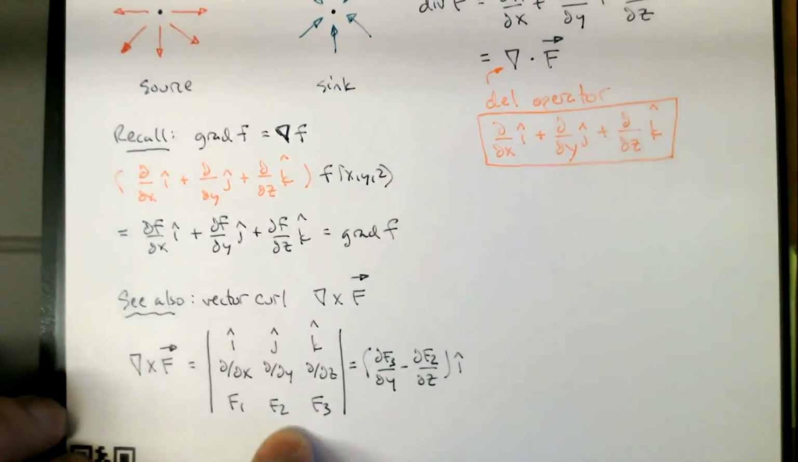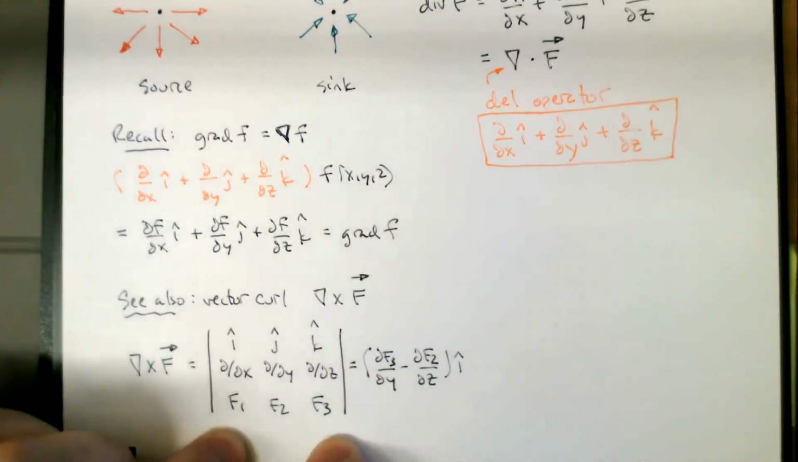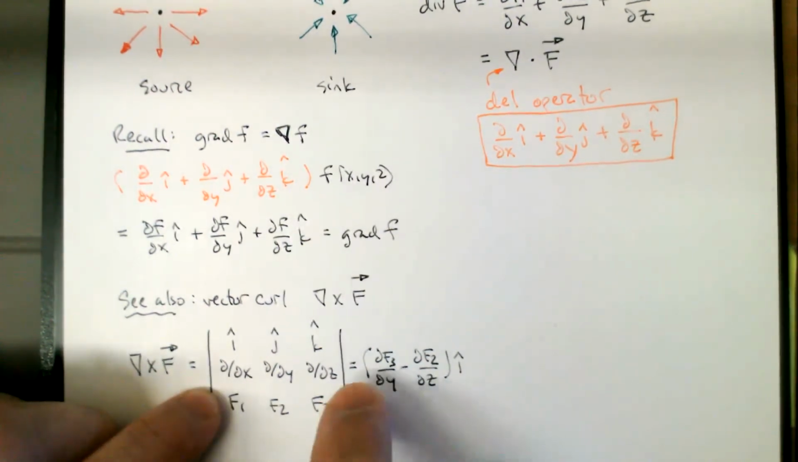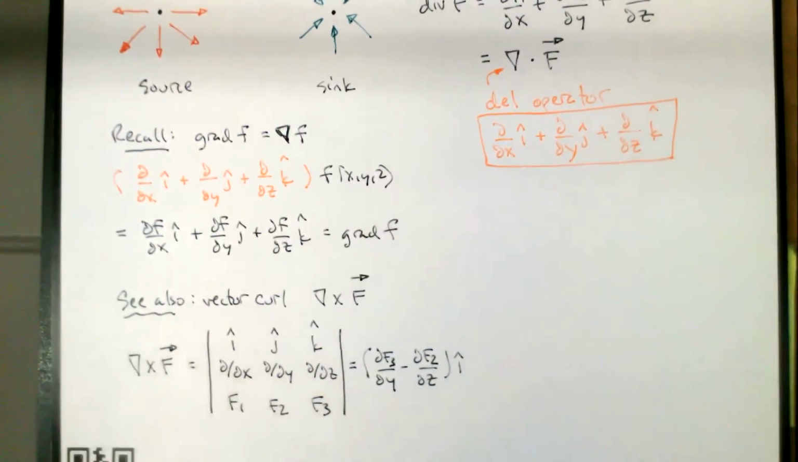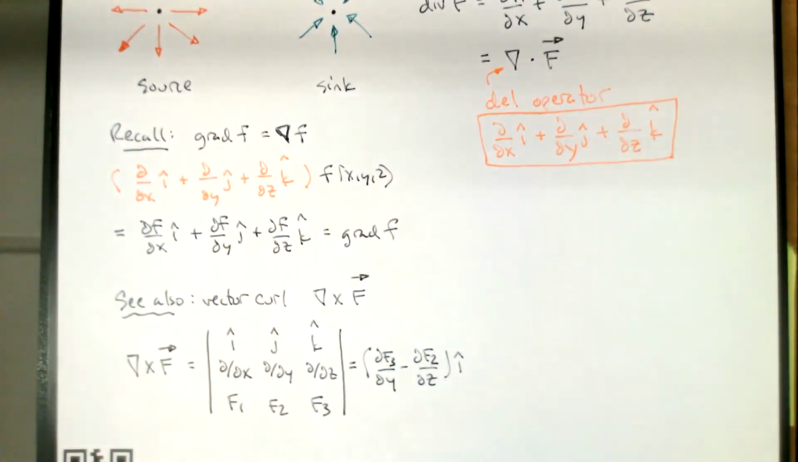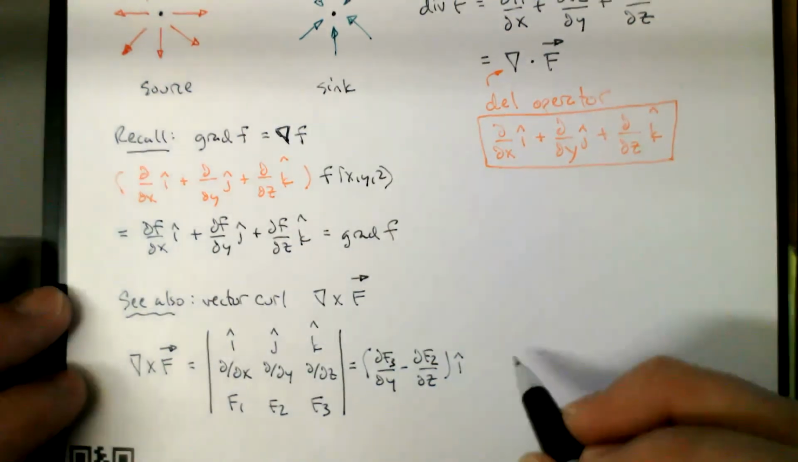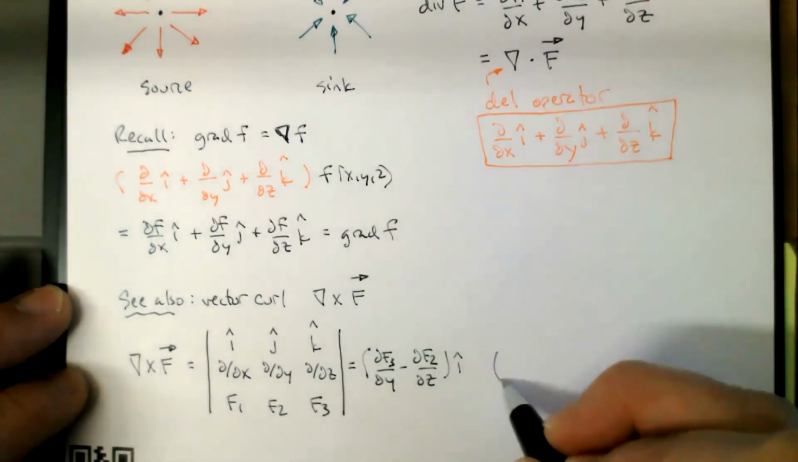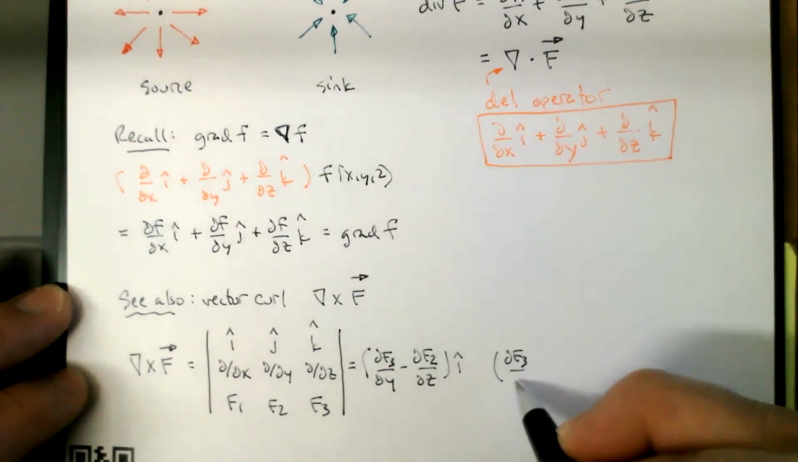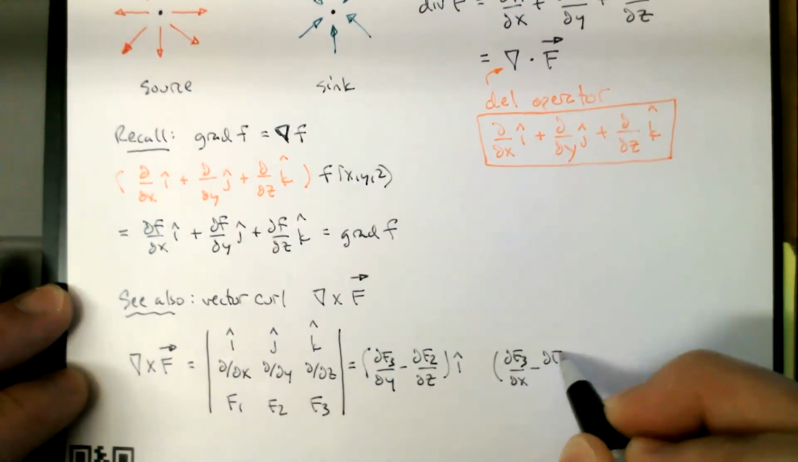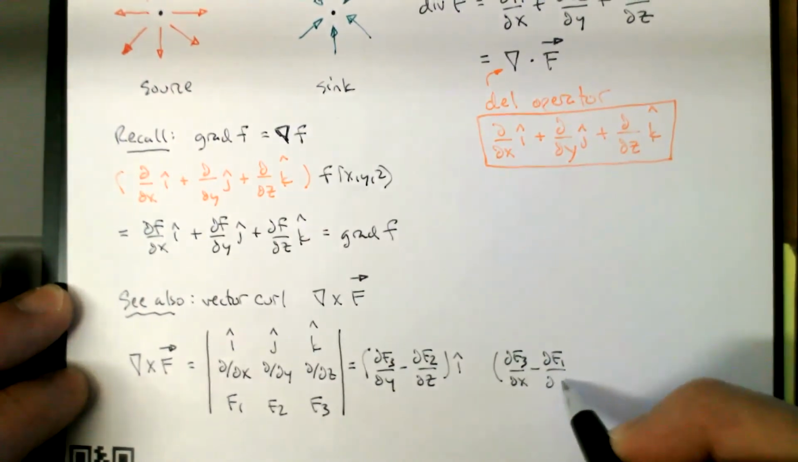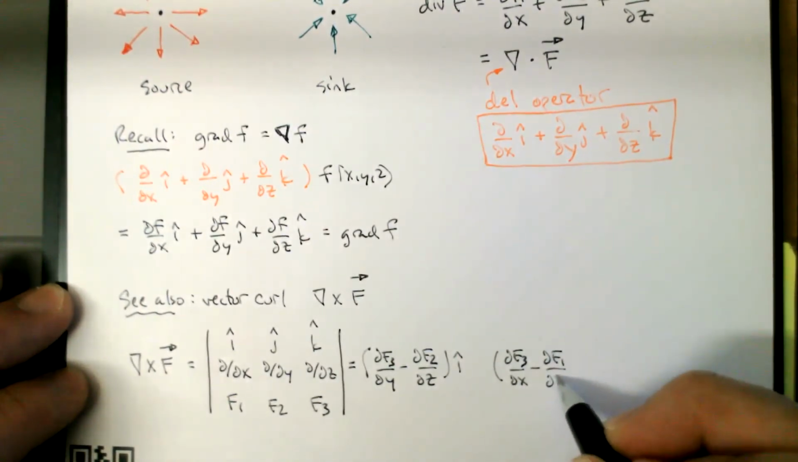j is going to involve f1 and f3, and the partial with respect to x and the partial with respect to z. But we don't match them up. I don't do partial of f1 with respect to x. It crosses up. Partial with respect to x gets applied to f3. So I'm going to have the partial of f3 with respect to x minus the partial of f1 with respect to z.